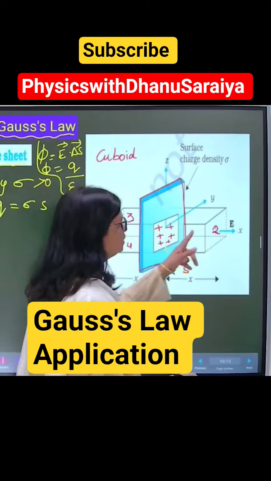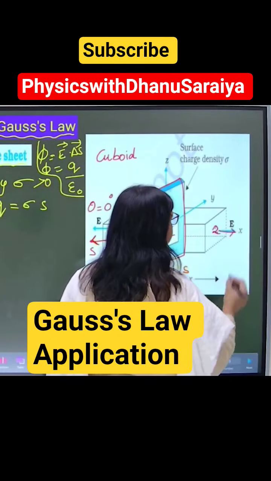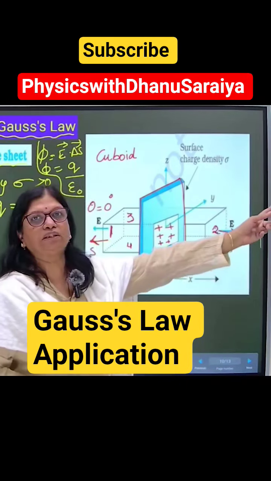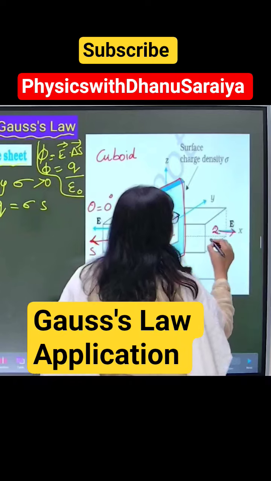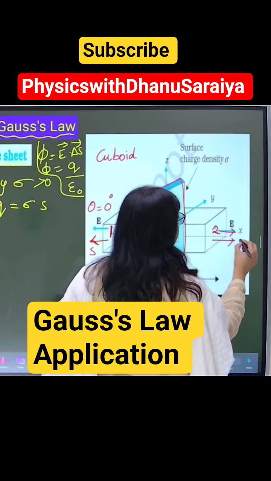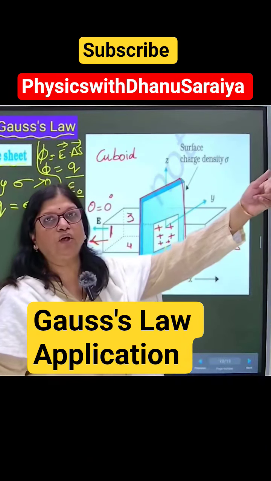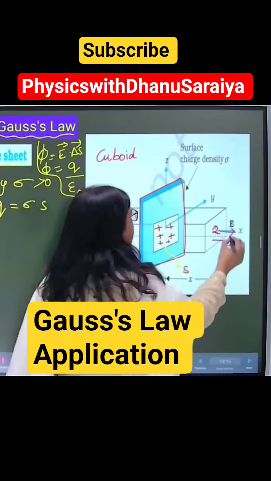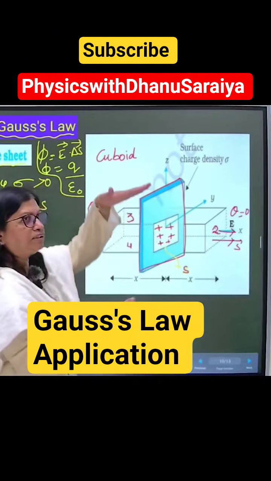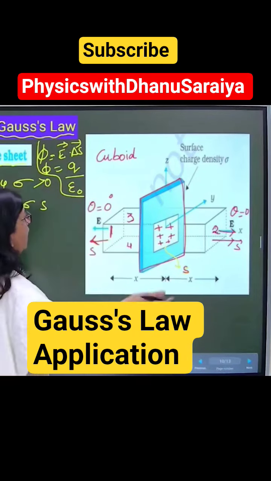Similarly, for surface number 2, E is in this direction. The electric field due to this charge is outwards radially. That's why it is outwards in that direction. And according to the rule of the area element direction, that direction is also along E. So what is theta for surface 2? 0.